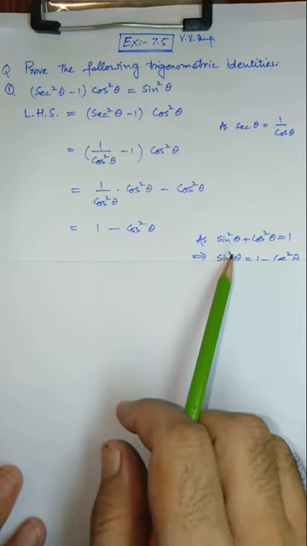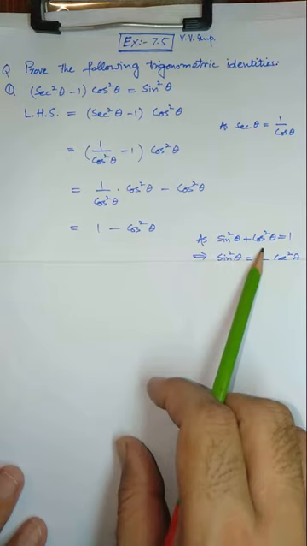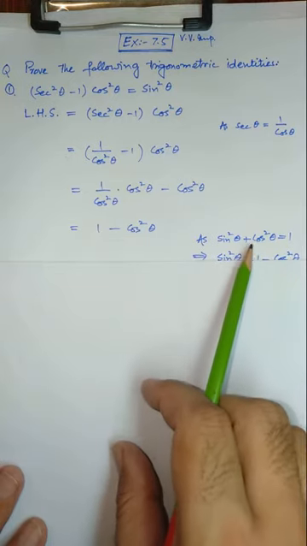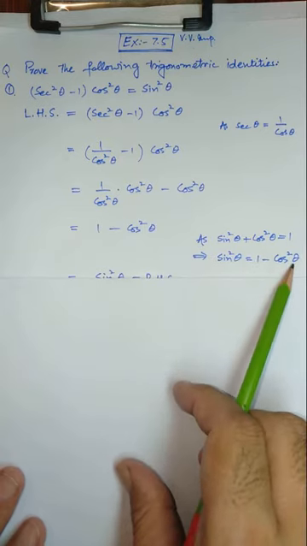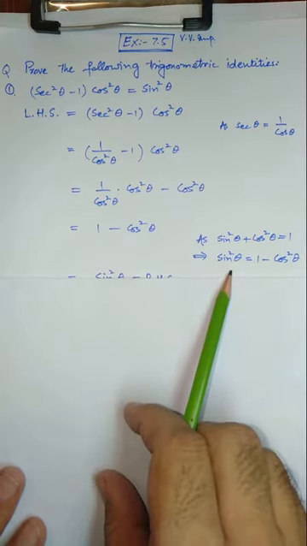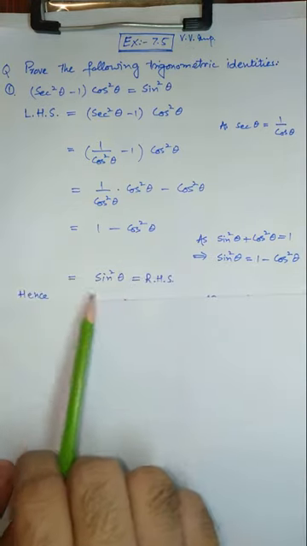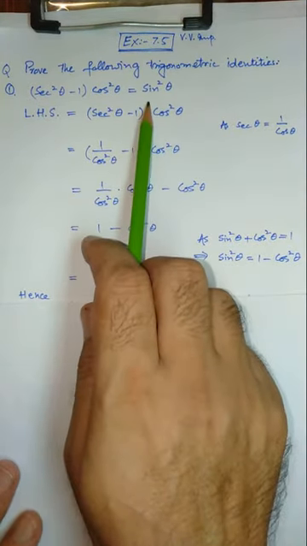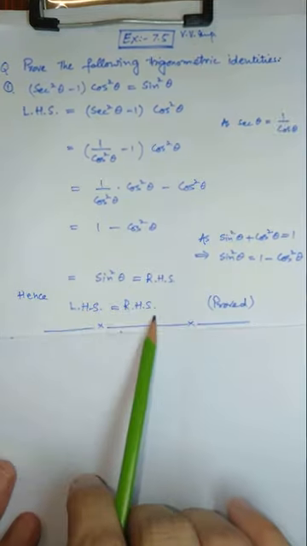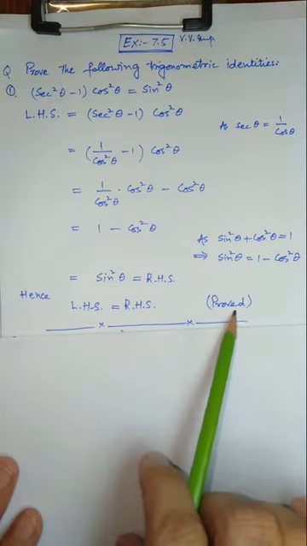According to the formula, sine square theta plus cos square theta is equal to 1. So shift cos square theta to the other side. So 1 minus cos square theta is equal to sine square theta. So putting in this value, it is equal to sine square theta, which is the right hand side. Hence left hand side is equal to right hand side and it is proved.